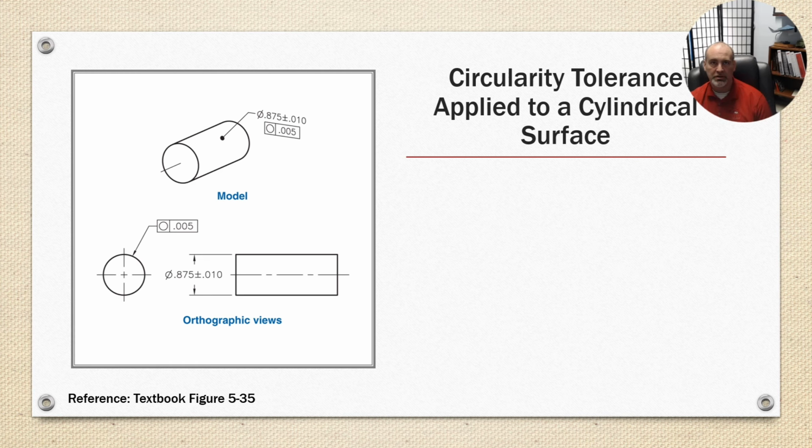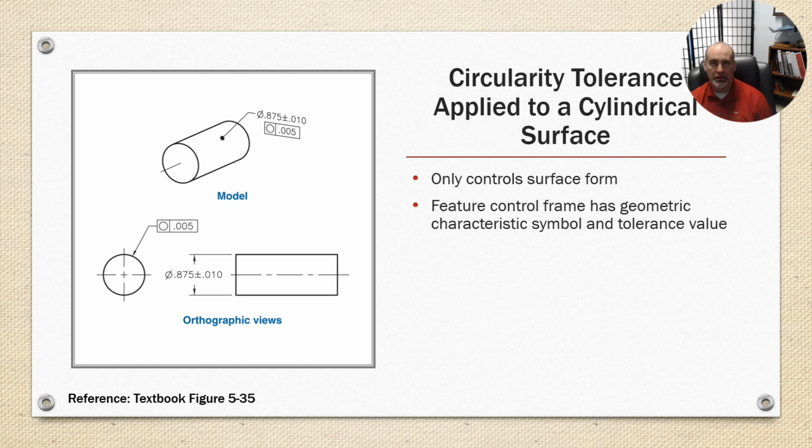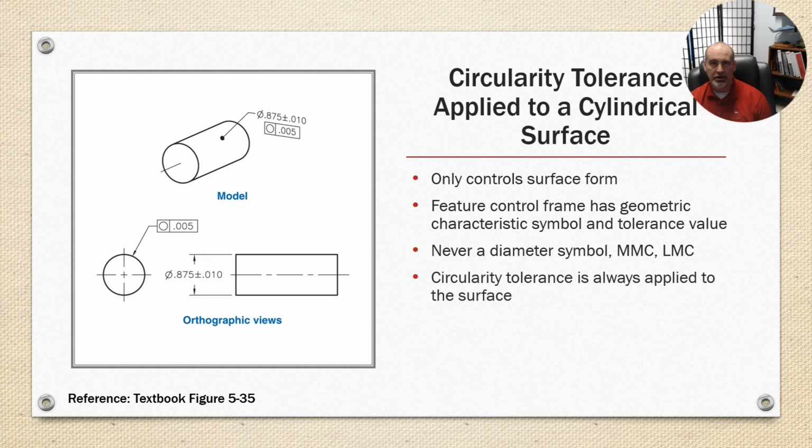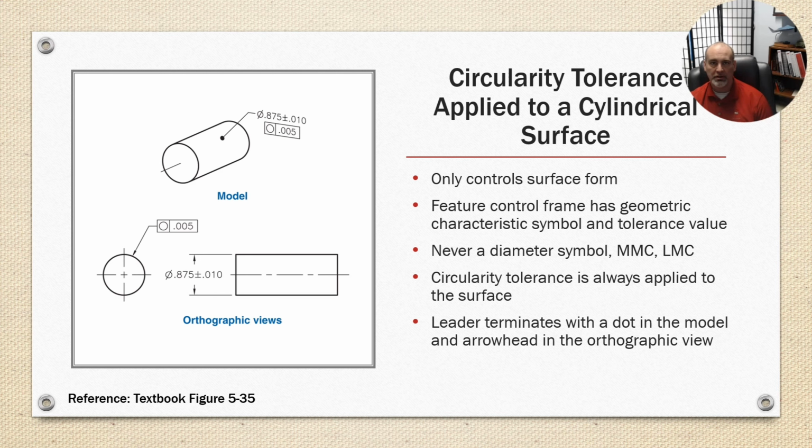Circularity tolerance is applied to a cylindrical surface. It only controls surface form. The feature control frame has geometric characteristics symbol and the tolerance zone value. Never diameter symbol, MMC or LMC. Circularity tolerance is always applied to the surface, and a leader terminates with a dot in the model and an arrowhead on the orthogonal view, and boundaries are 2 concentric circles.